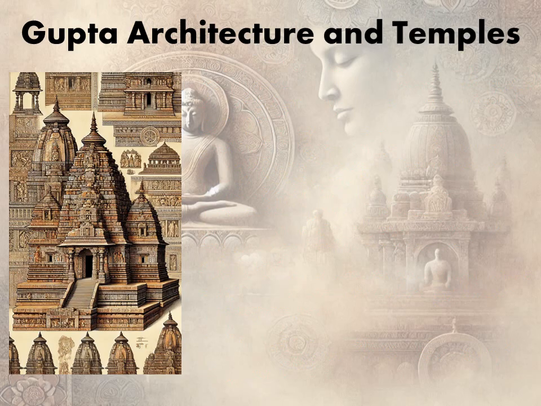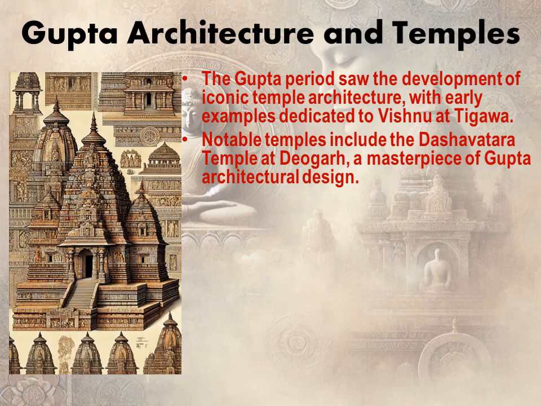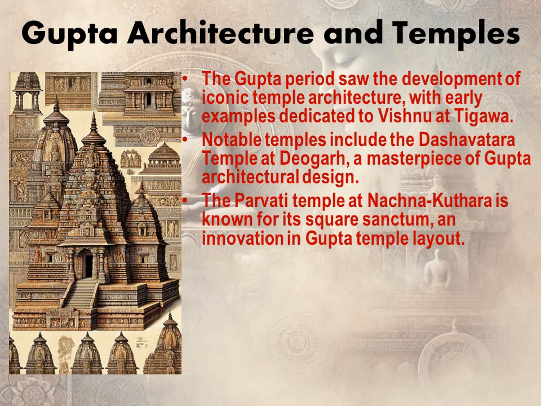Gupta architecture and temples. The Gupta period saw the development of iconic temple architecture, with early examples dedicated to Vishnu at Tigawa. Notable temples include the Dasavatara temple at Deogarh, a masterpiece of Gupta architectural design. The Parvati temple at Nachna Kuthara is also known for its square sanctum and innovation in Gupta temple layout.